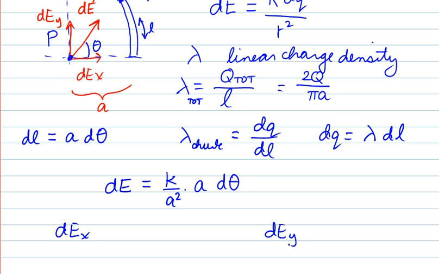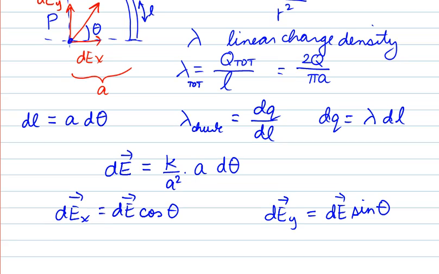If we look at our diagram, we can see that dEx is just going to be dE cosine theta. I'm being a little bit sloppy with the vector signs. We're just looking for magnitude. I hope you'll forgive me. And dEy is going to be dE sine theta.